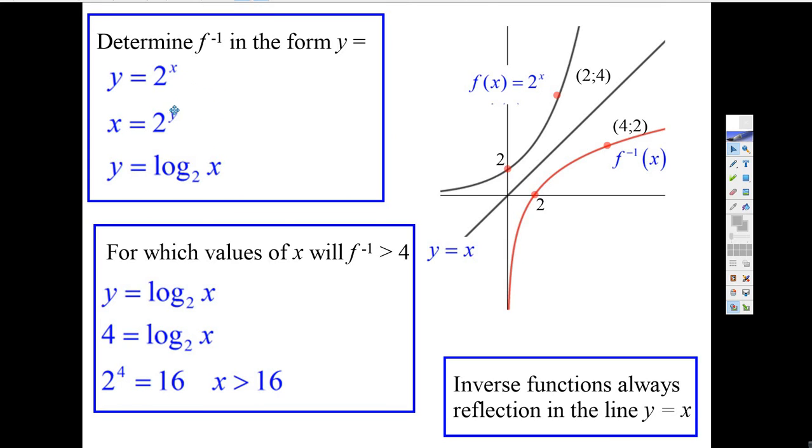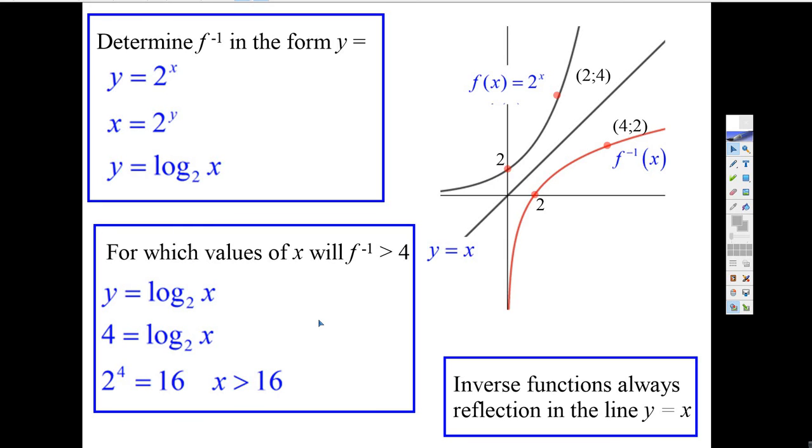But no matter what function you have, if you want to find an inverse, write y equals, then switch x and y, and then solve for y. But with exponential ones, we have to use this log thing. Just remember the base goes there, x is there, and it says y equals, so it's got to be y equals.